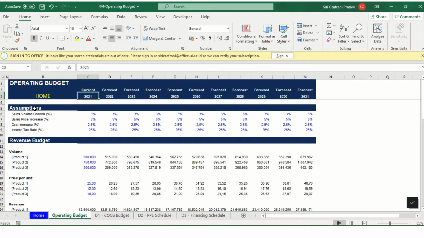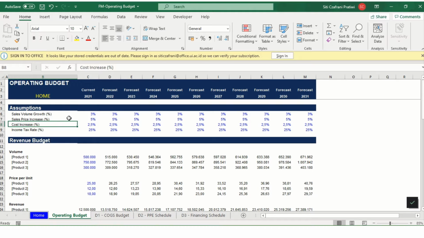Okay, let's start with assumption. In this assumption, I include sales volume growth per year, sales price increase per year, cost increase percentage per year, and income tax per year. If any of you wants to include any other assumption here, such as separating the cost of goods sold growth and operating expense growth percentage, you are allowed to do so. So this is only an example. You can develop this according to your business assumption and business needs.